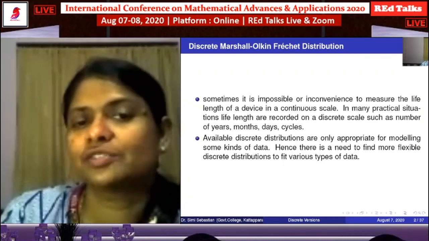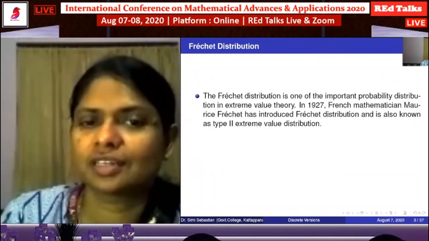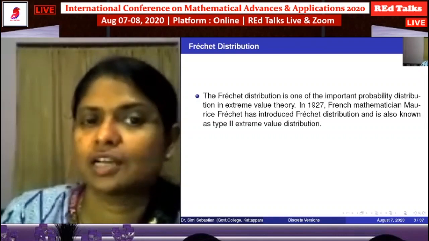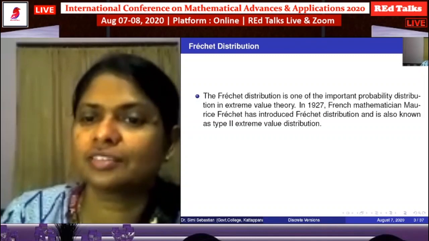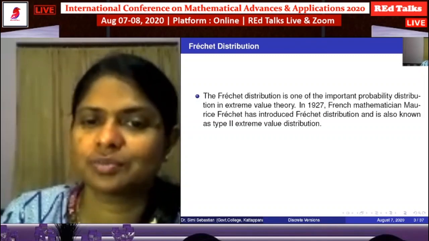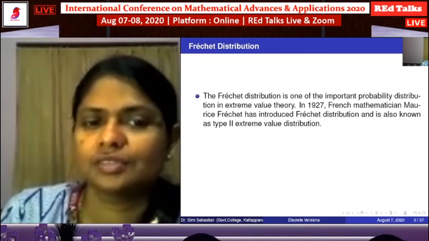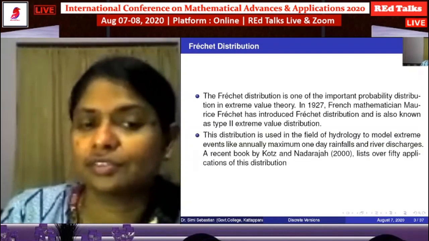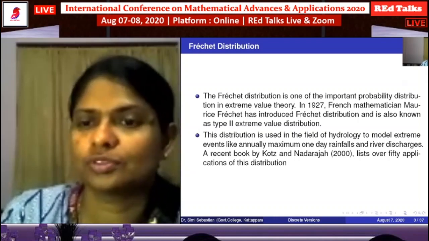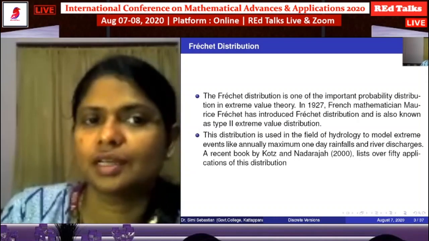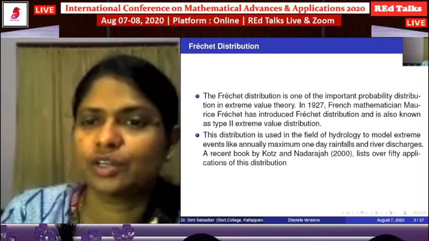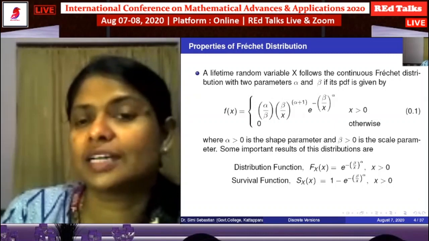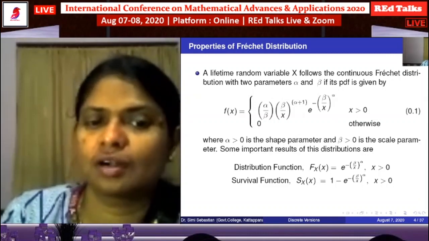The Fréchet distribution is one of the important probability distributions in extreme value theory. In 1927, the French mathematician Maurice Fréchet introduced the Fréchet distribution, also known as the type 2 extreme value distribution. This distribution has many applications, which are listed in a recent book by Kotz and Nadarajah in 2000. A lifetime random variable X follows the continuous Fréchet distribution with two parameters alpha and beta if its probability density function is given by equation 1.